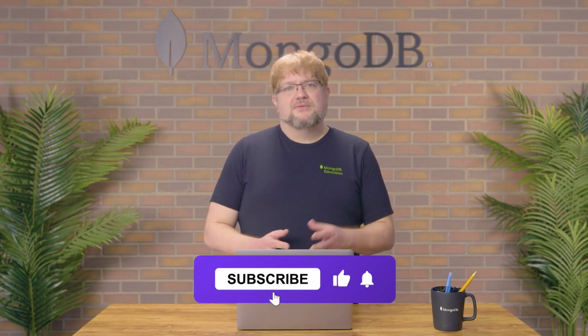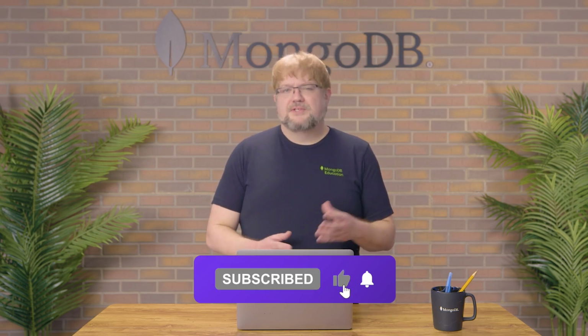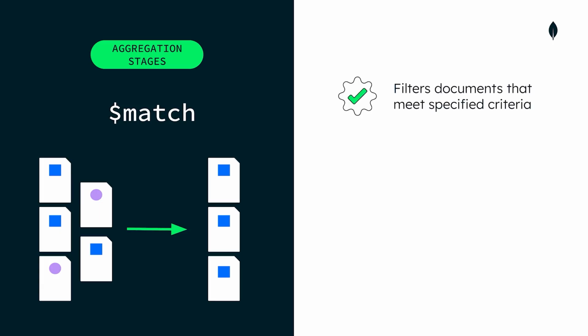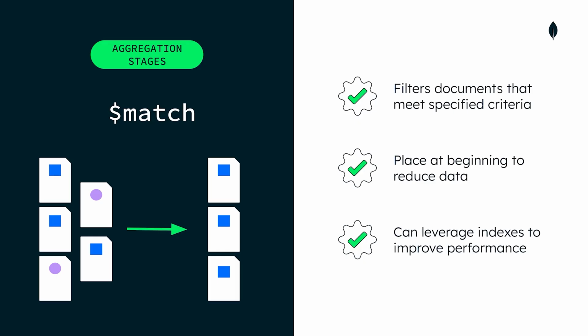MongoDB offers many different aggregation stages. Let's take a quick look at some of the most common stages to give you a sense of what's possible. The match stage filters documents in the pipeline to pass only those that meet specified criteria to the next stage. Placing it at the beginning of your pipeline can optimize performance by reducing the amount of data that's passed to subsequent stages. When placed at the beginning of the pipeline, match can also leverage existing indexes to improve performance.